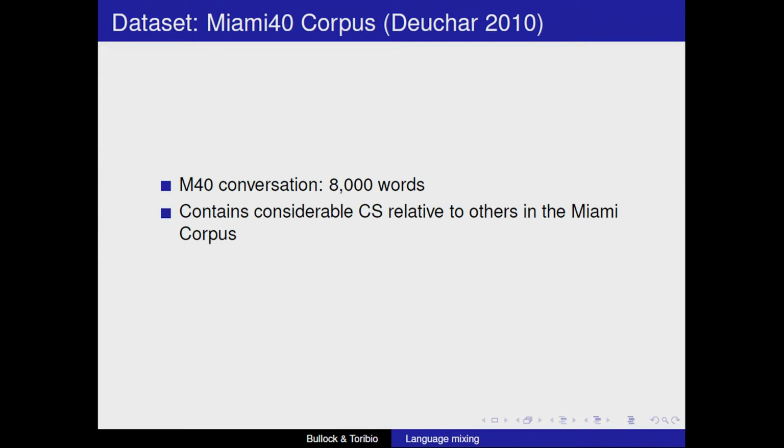Okay, and then we also have used part of the Miami corpus. We used this conversation, which is very bilingual. We call it M40, it's Maria 40. This is downloadable from TalkBank. And we used this one because it's about 8,000 words, and the Solorio 7K is also around 8,000 words, so they're the same size, more or less.